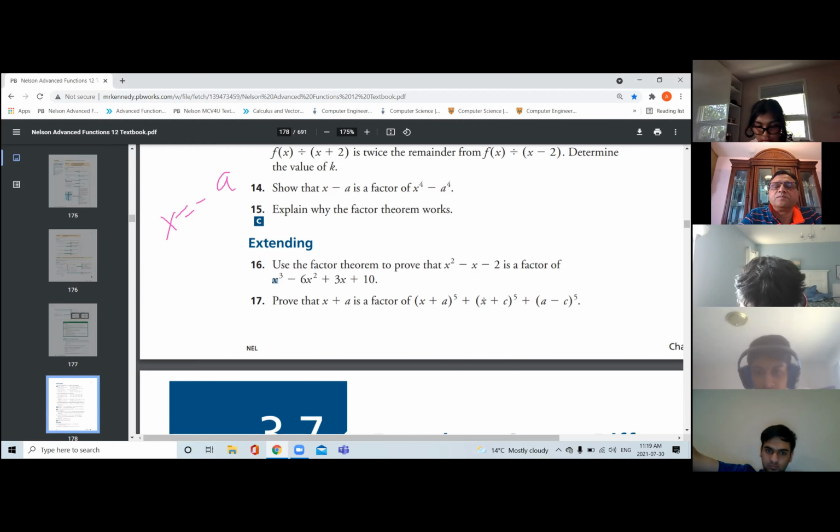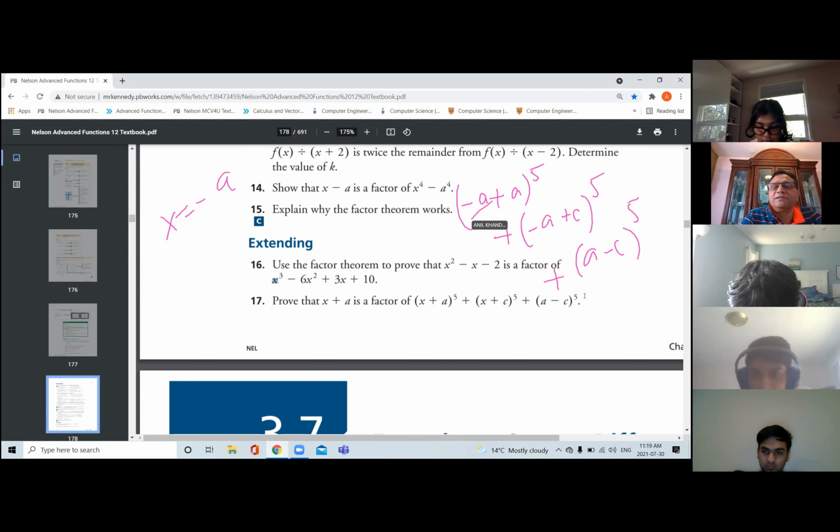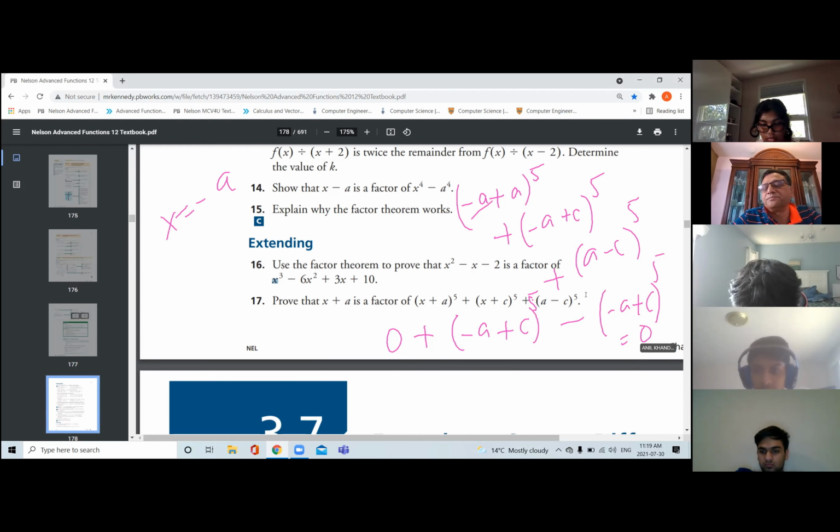Do it. So negative a plus a is 0, right? Yeah. And then negative a plus c to the power of 5, plus negative a plus c to the power of 5, here you get a minus c to the power of 5. So this is 0, right? So we get 0 plus negative a plus c to the power of 5. And this is the negative of negative a plus c, to the power of 5. So it is also equal to 0. Correct? This is negative 1 times this.